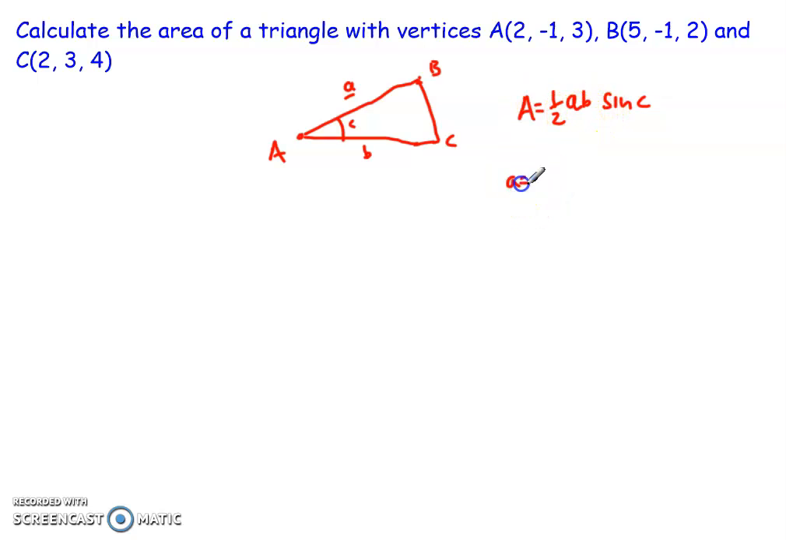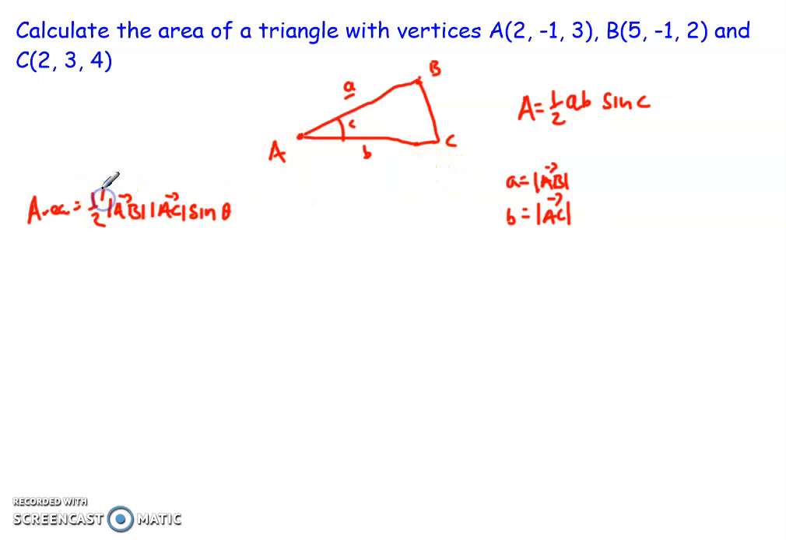So for this one, a would be the equivalent of the magnitude of AB, and b would be the equivalent of the magnitude of AC. So I can rewrite the area as being a half times the magnitude of AB times the magnitude of AC times sine of C. Well, I'm going to call this angle here theta, because it's the angle between the two sides, which are now going to be the lengths of vectors representing AB and AC.